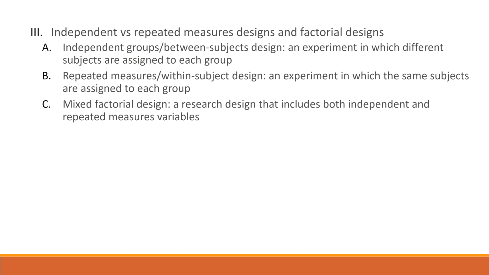Factorial designs can be between or within subjects, which again works just like before, but with more groups. If you have an independent or between subjects design, you have different subjects in each group. You have athletes in light colors and athletes in dark colors. You have athletes in cold temperatures and athletes in hot temperatures.